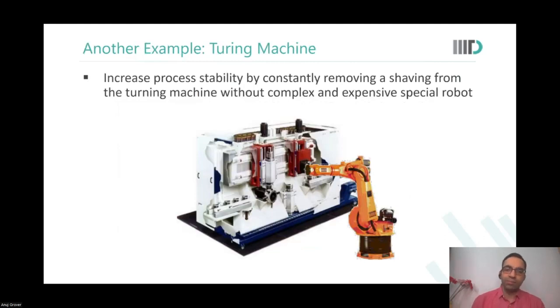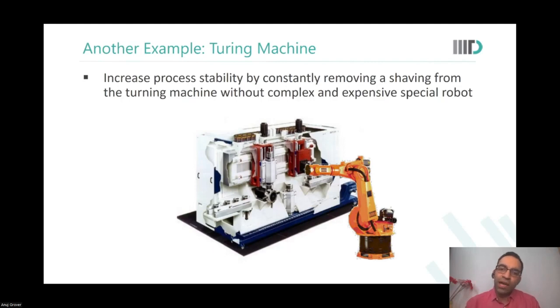Let us look at another example. This is a turning machine. What does a turning machine do? It removes stuff from materials. It kind of polishes it, whatever it does. It forms those rings on your material, and when you do that, there are shavings. Even when you sharpen the pencil, you get the shavings. So what happens is that on the belt and on the machine, there are lots of shavings that fall.